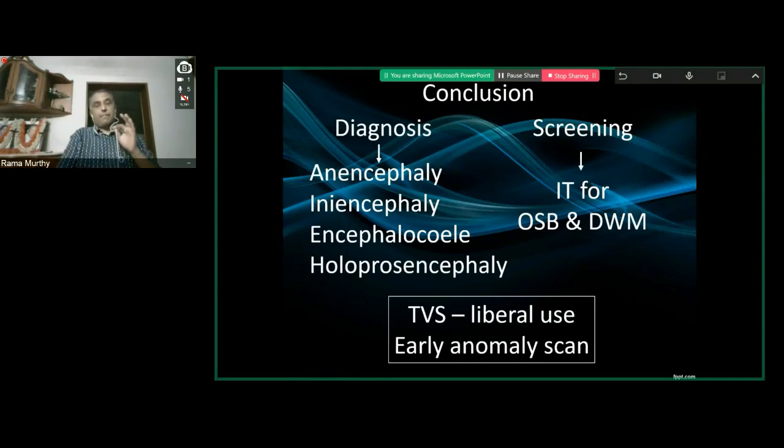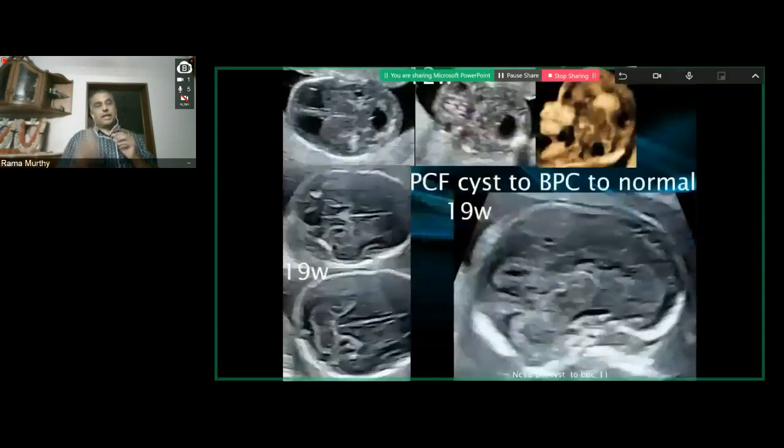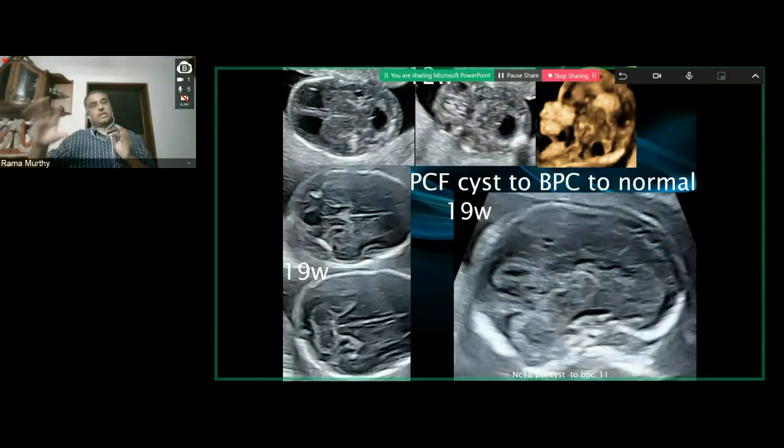I'll just take you through this case because it is directly relevant to the statement which we read just now. This is a 19-weeker posterior fossa cyst. I showed you one case of a posterior fossa cyst where the outcome was dreadful. It was a Walker-Warburg syndrome. But let's look at the other side of the coin. That is the posterior fossa cyst.